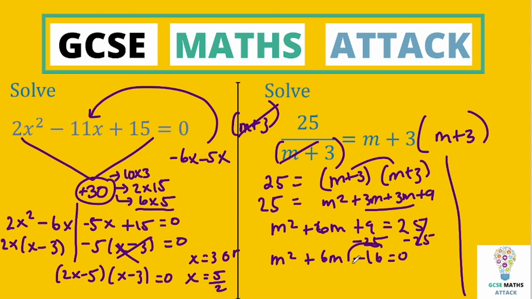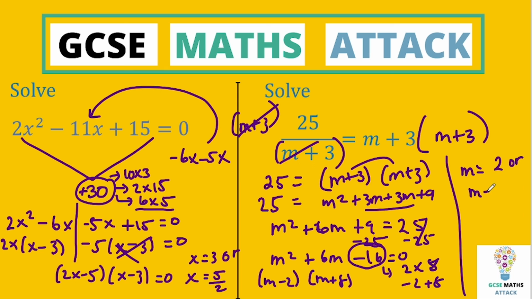Okay, now the factors of 16, the appropriate one would be 2 times 8. Okay, so I have minus 2 plus 8, because that will give me positive 6. So I have m minus 2 and m plus 8. So my two solutions would be m equals 2 or m equals minus 8. So if you've got that correct, well done. If not, please pause the video and go over what I went through again.